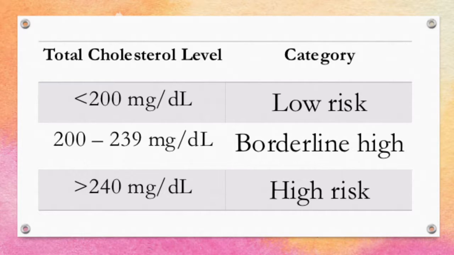Here's how your cholesterol level is interpreted. Having less than 200 milligrams per deciliter puts you in the desirable level that puts you at a lower risk for coronary heart disease.